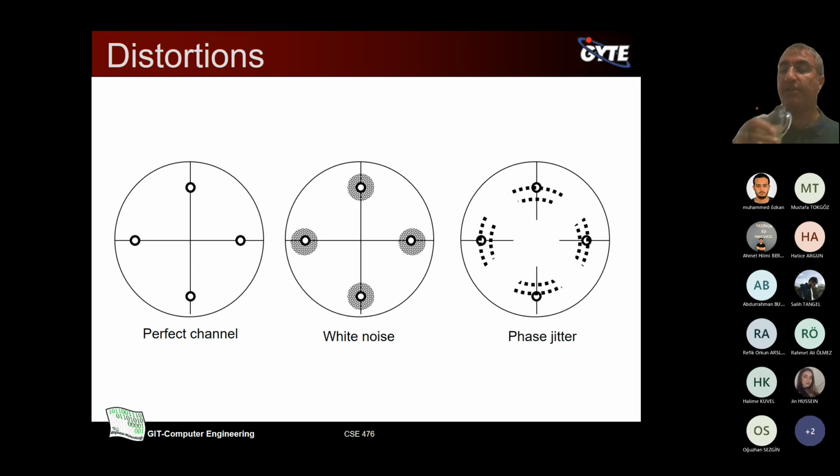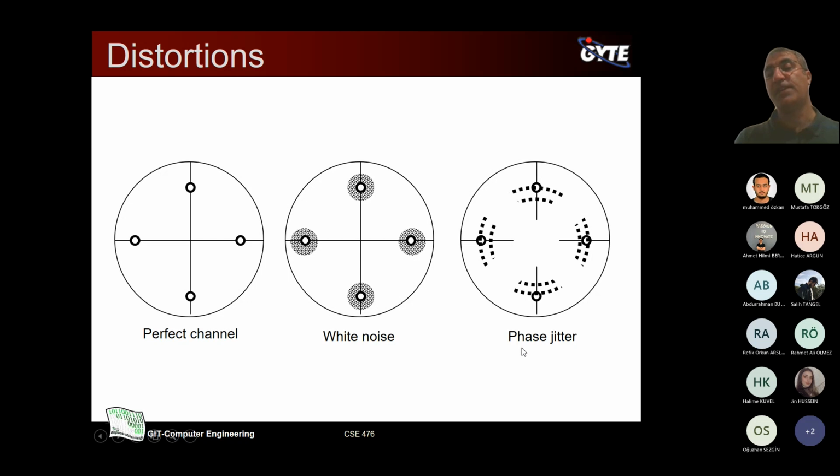Let's look at some of these effects, the channel effects or the system effects. Assume that we are transmitting using QPSK, which has four symbols. One of the main effects is the white noise. As you see, the white noise is going to create a cloud around each constellation point. If these 2 points are close to each other, these clouds are going to overlap, which is going to lead to wrong detection.